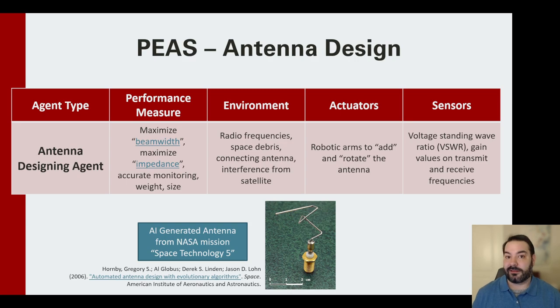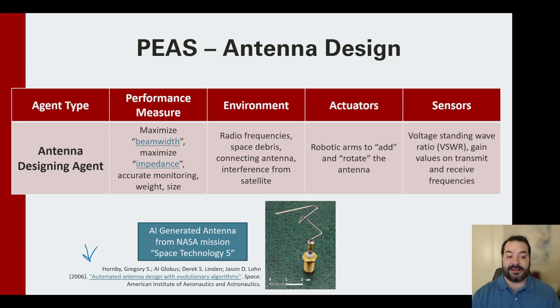Now, rather than a self-driving car, wheels, you know, giant death machine type of thing, another place that we've seen artificial intelligence being used is antenna design. This link, automated antenna design with evolutionary algorithms, was actually done by NASA a little over 15 years ago. The entire idea here was, well, it's kind of expensive to send satellites out into space, so it's really hard to test these things out there.